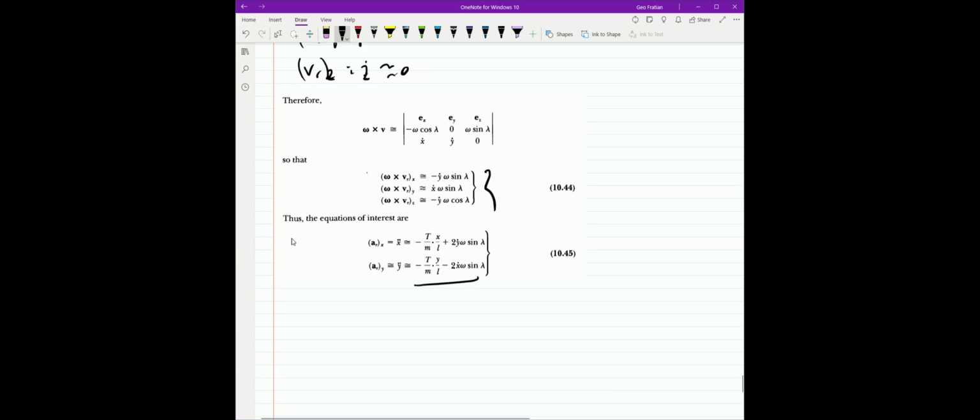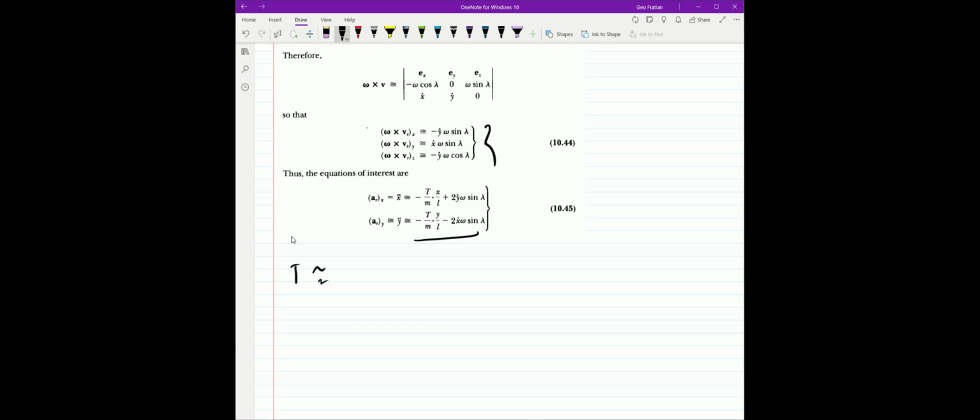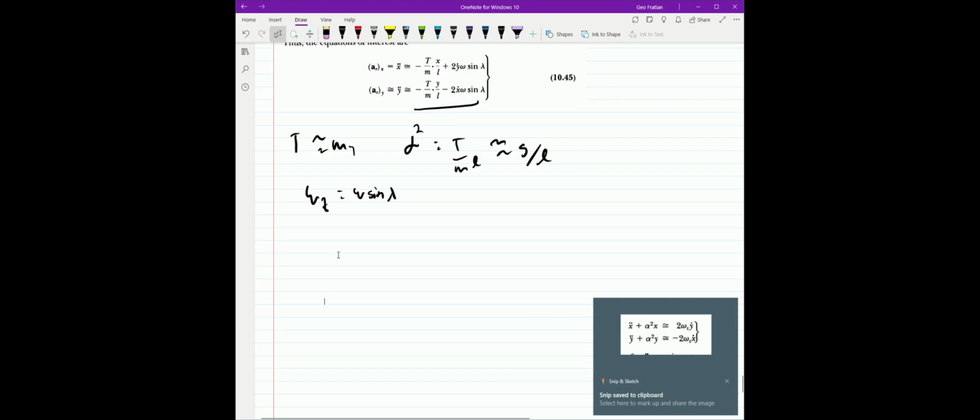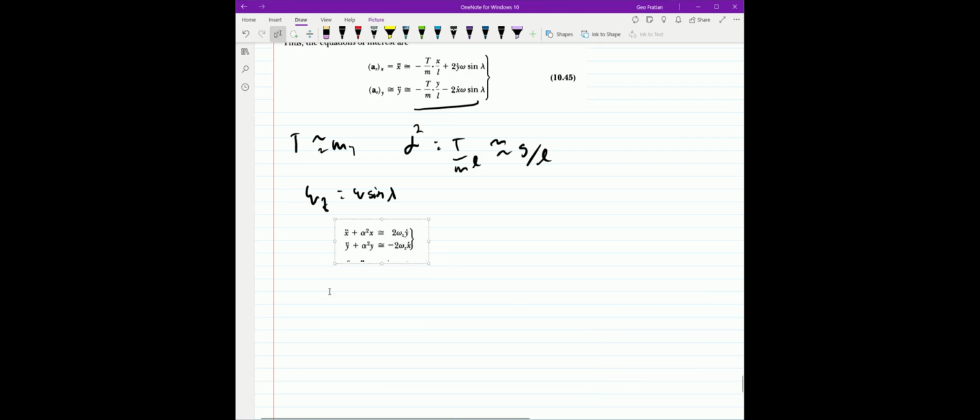Then, if we have very small displacements, we can say the tension is approximately mg, and define alpha squared to be equal to T over ml, which is approximately g divided by L. Since we know that omega in the z direction is equal to omega sine lambda, we can write our equations of motion for the x and y directions as so. What we notice here is that x double dot plus alpha squared x gives us an answer in terms of y dot, and y double dot plus alpha squared y gives us an answer in terms of x dot. These are called coupled equations, so the x and y motion is coupled together.